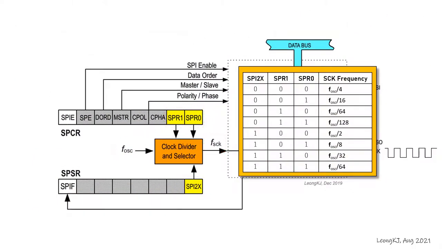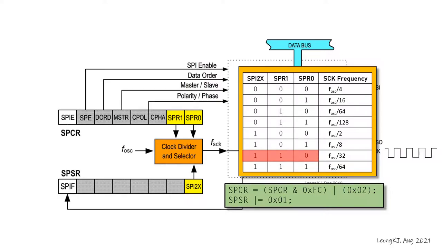For example, to set the SPI clock at a rate of 32 times slower than the system clock, these are the bit setting. These are the instructions.